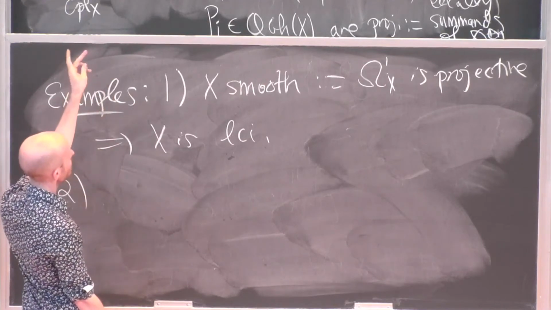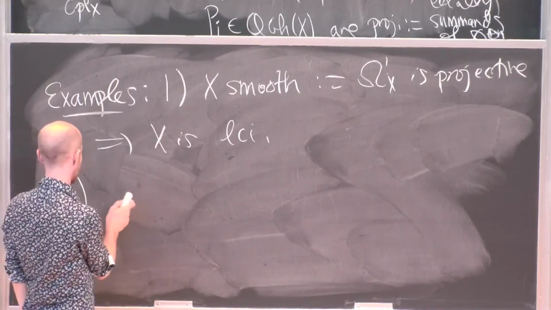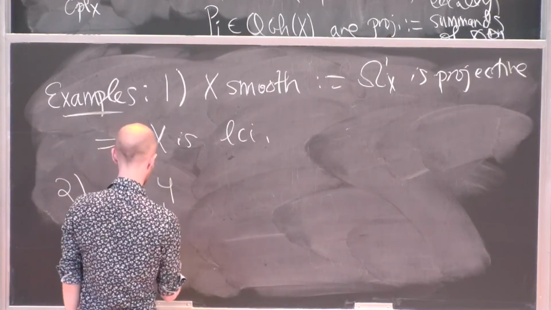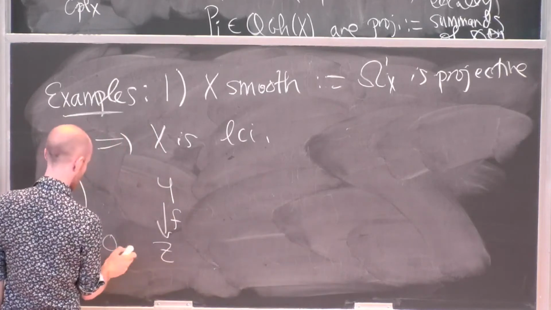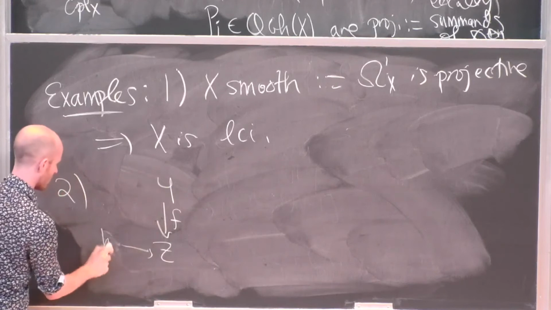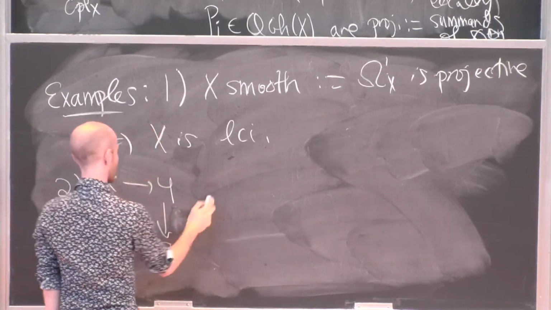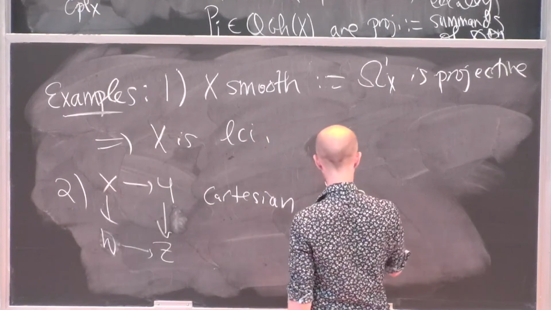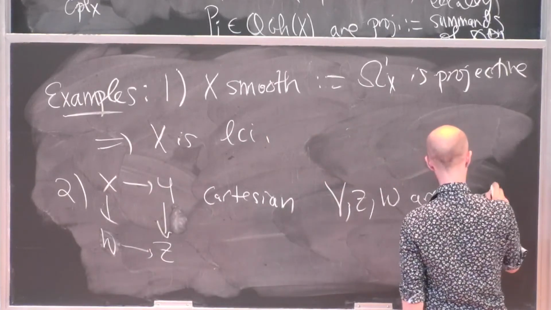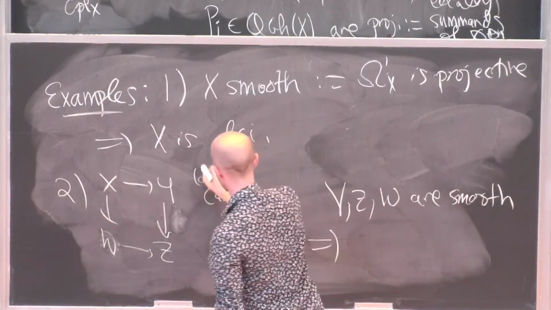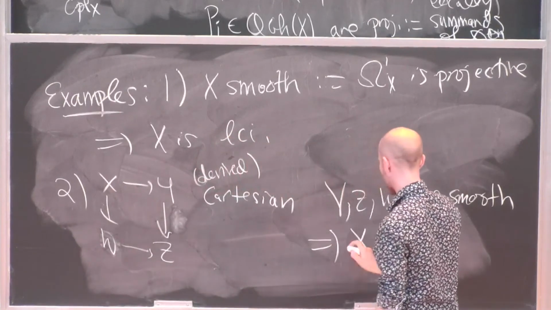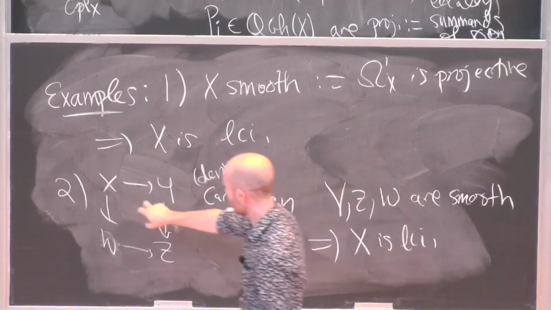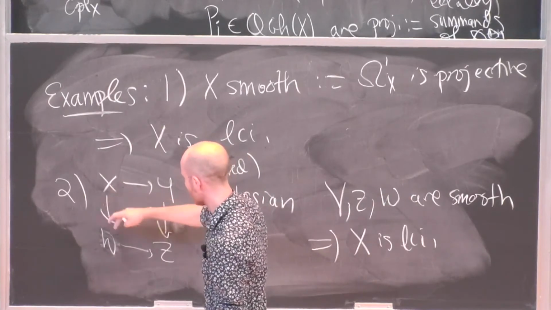That's not true for this LCI business. These LCI things, as we'll see in a second, can be genuinely derived schemes. So the second thing is that if X, so let me say Y maps to Z, and I take the fiber over some, well, maybe W. Okay. So if X is a fiber product like this, and Y, Z, and W are all smooth, so this is derived Cartesian, that implies that X is LCI. And that's by just a simple calculation of what the cotangent complex is for something of this form.